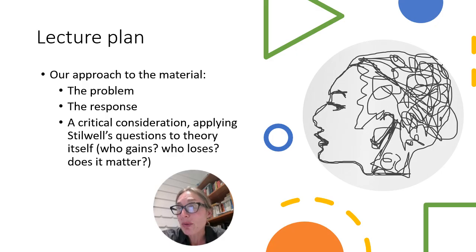So as we've done in previous weeks, our approach to the material is to begin by speaking about the problem that the ecological economists have shouldered, and then to speak to how they responded, to map out the methodological approaches to the problem of ecosystem collapse and climate crisis, and then also to deal critically with the material by applying Stilwell's theories to Stilwell's questions to theory itself. Who gains, who loses, and does it matter? So let's begin.